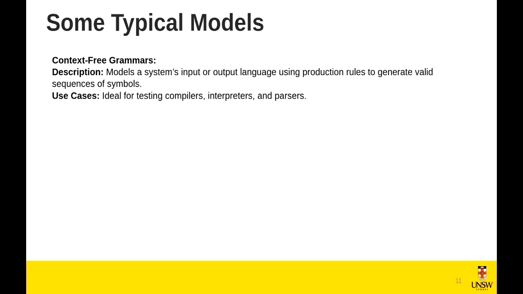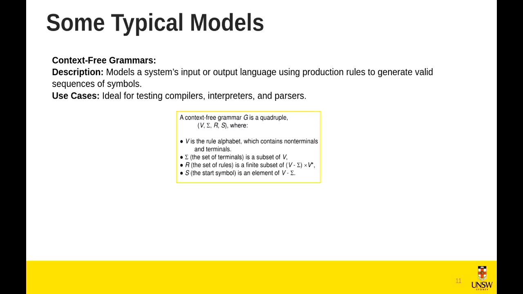And the third one is called context-free grammar. It is not a graph. It could be described using a graph, but it's not a graph. It could be described as some kind of language, a domain-specific language. So it is used to describe a system's inputs and outputs, to describe the structures of those inputs and outputs.